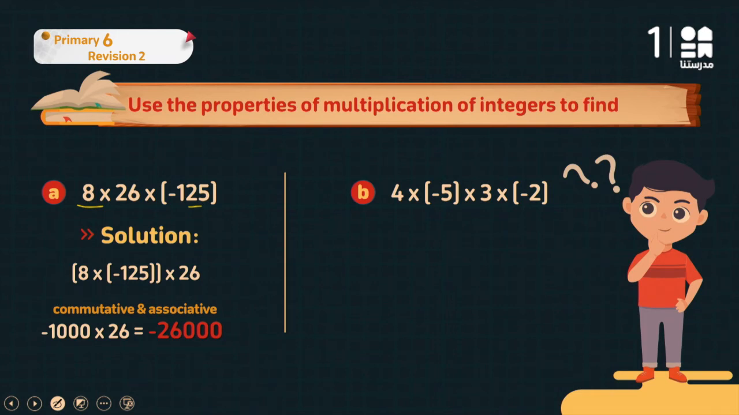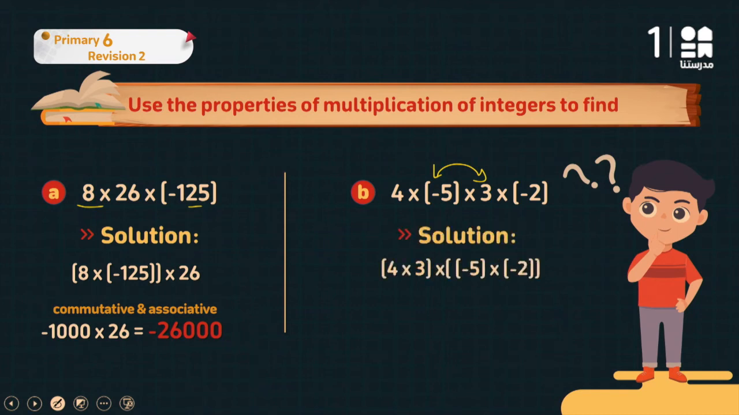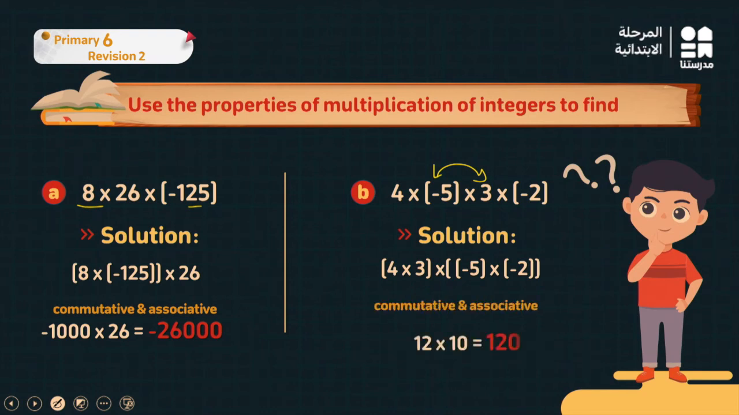Here in the second exercise, I have 4 times negative 5 times 3 times negative 2. Where are the friends here? Negative 5 with negative 2. So I will use the commutative property, switching negative 5 with 3, replacing the places. I write 4 times 3 times negative 5 times negative 2. Of course, it will be 12 times positive 10 because negative times negative equals positive. 12 times 10 equals 120.